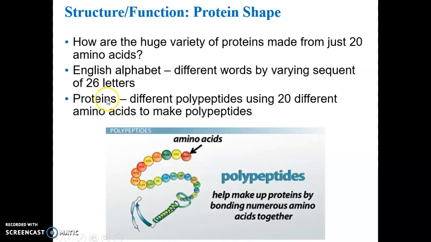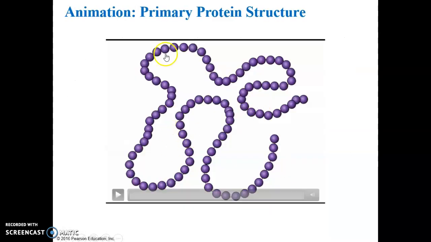So proteins are made up of different polypeptides because of the different sequence of the 20 potential amino acids that are linked together through peptide bonds, again, to make the unique polypeptide that will become the unique and specific protein. Okay, so primary structure, the first level of structure.